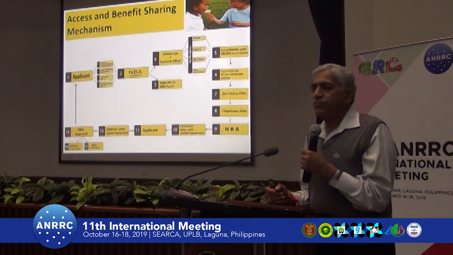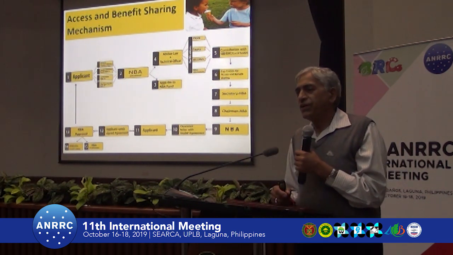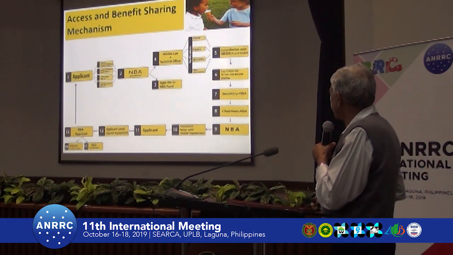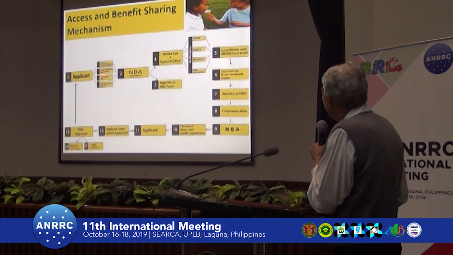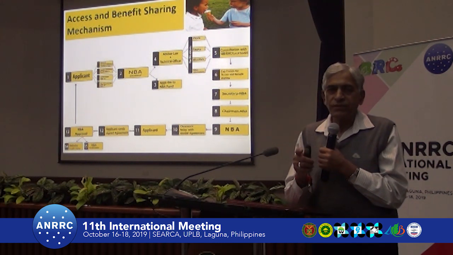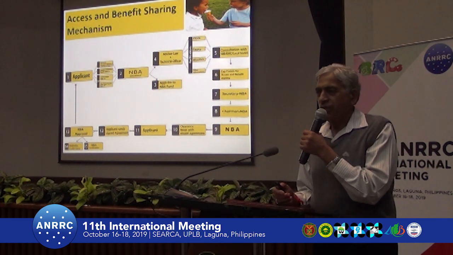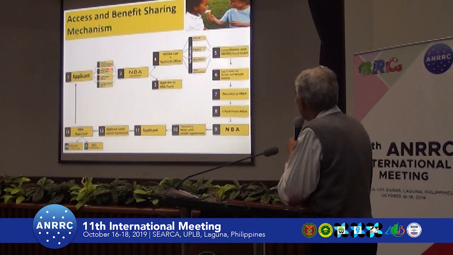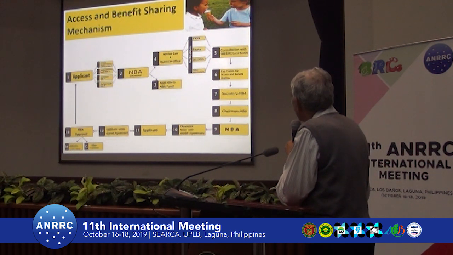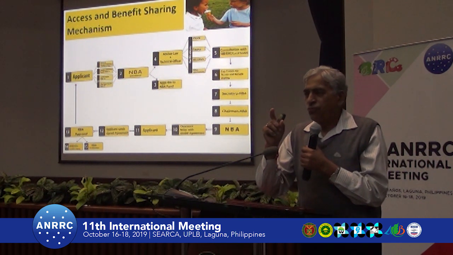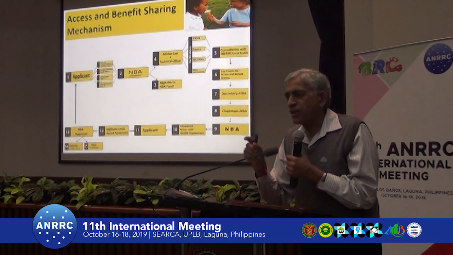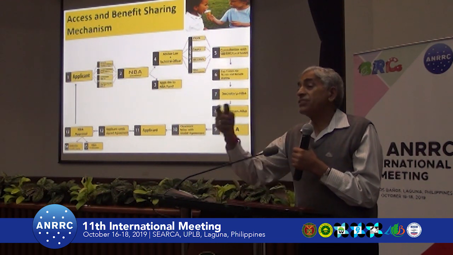Now, what is the access and benefit sharing mechanism which exists in India? This is very briefly indicated here: the applicant has to apply, and then there are four categories of users of bioresource. You have to indicate the purpose of use of the bioresource, whether you want access for research, conservation, transfer of research results, or you want a patent to be filed, and third party transfer. So there are four types of uses to which bioresources can be put, and the benefit sharing is accordingly.